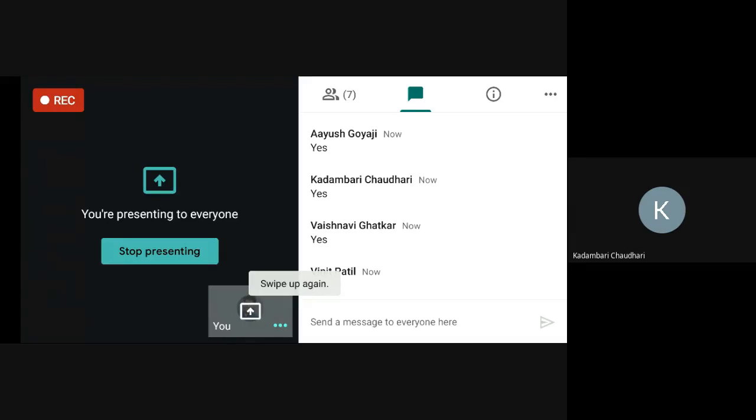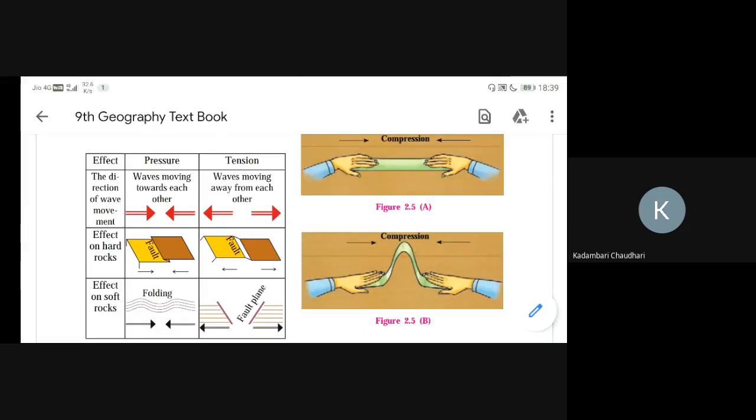Okay, I hope you have understood what is pressure and tension. So it is because of the pressure, because see here, waves are moving towards each other.